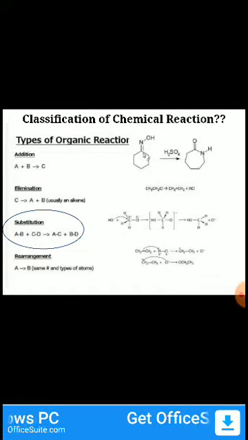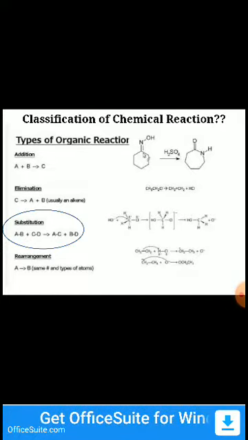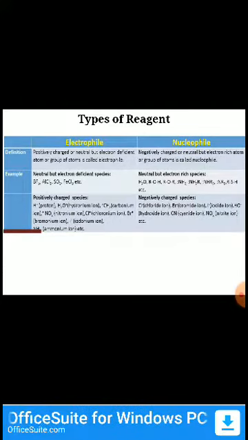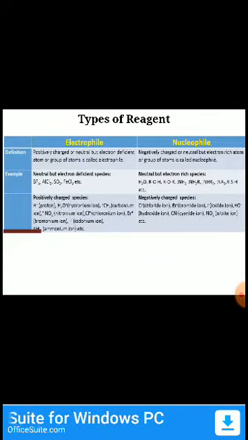Take two substrates, AB and CD. Here B is replaced by C and forms a new product, AC. So this is called substitution, meaning one group is substituted by another group. Before going further into this topic, we first discuss the types of reagents.